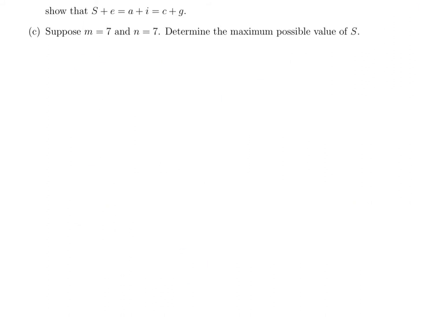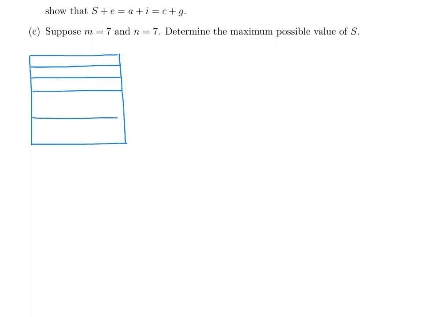Suppose M is 7, N is 7. Determine the maximum possible value of S. Okay, so we don't have to do a work of art here. But we got to put in a 7x7 grid. Okay. So 1, 2, 3. Okay, so that's 7. And then I've got to do another 7 partitions. And there we go.